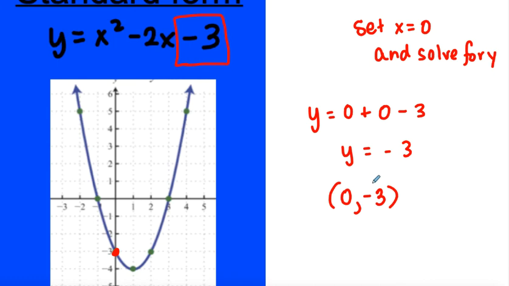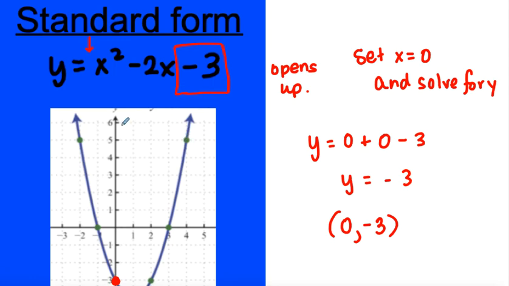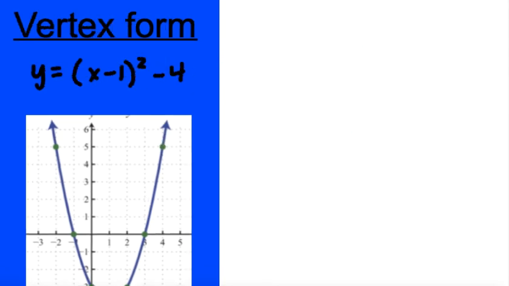Okay, you might also notice that this graph opens up. We've talked about that this year. The reason it opens up is because the coefficient in front of the x squared is positive. So I knew it opened up. That means there's another point on the graph, somewhere on the right side or the left side, that's the symmetrical point to that -3. We're going to talk more about it. That's all I wanted you to see from this: what point could you see directly from looking at standard form.